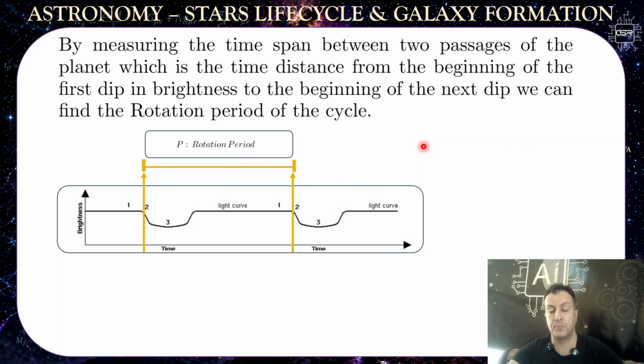Now, how do we measure the period of rotation, or the period of one cycle for the planet around that star? By measuring the time span between two passages of the planet, which is the time from the beginning of the first dip in brightness, like in here, to the beginning of the second dip, we can find the rotation period of the cycle. You'd start to measure it. It might be days, it might be longer. It requires patience and measurement over long periods when it comes to exoplanets.